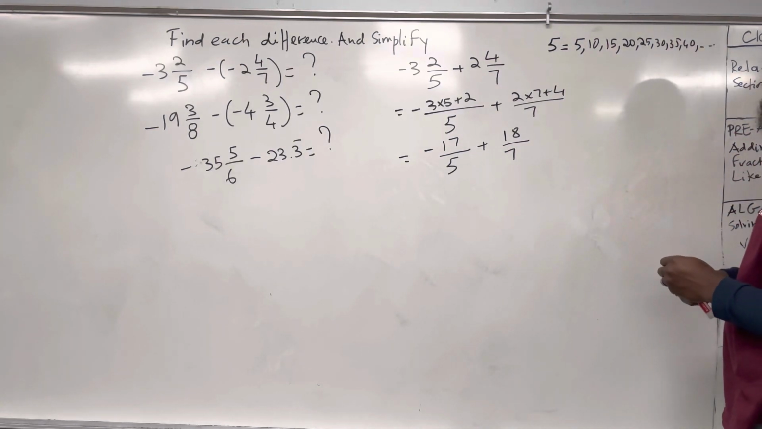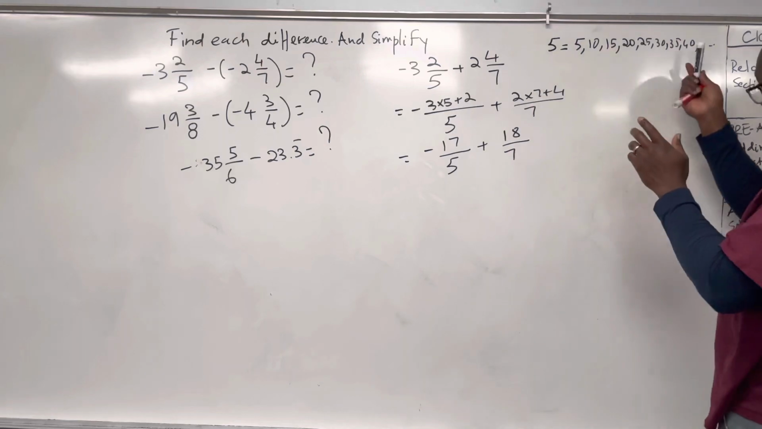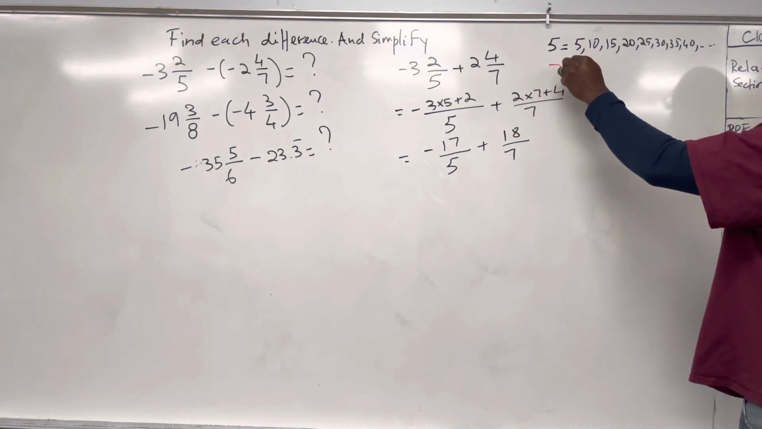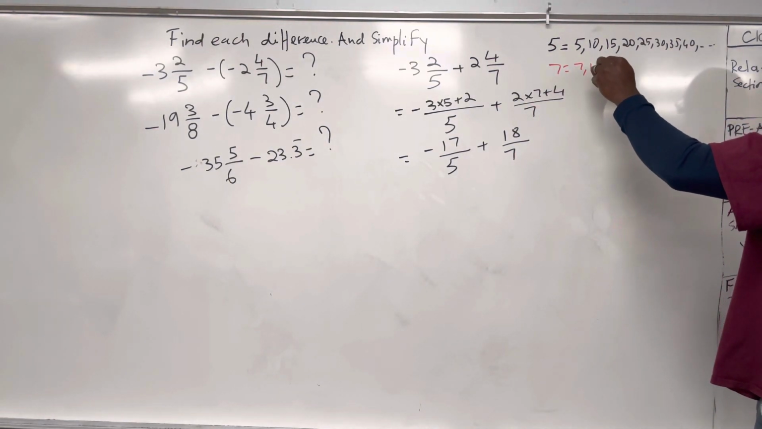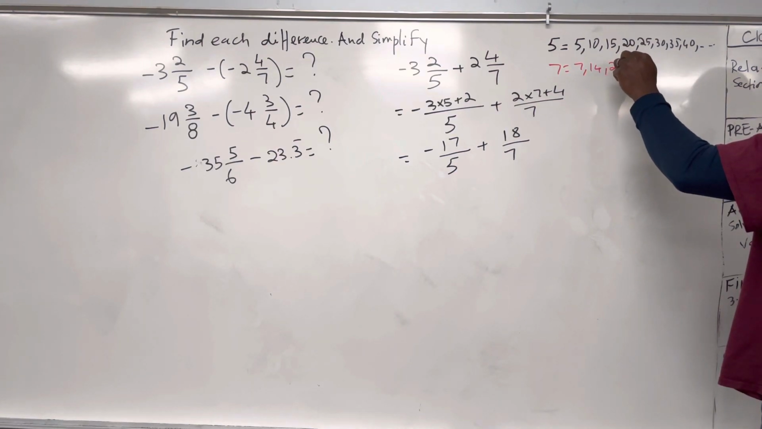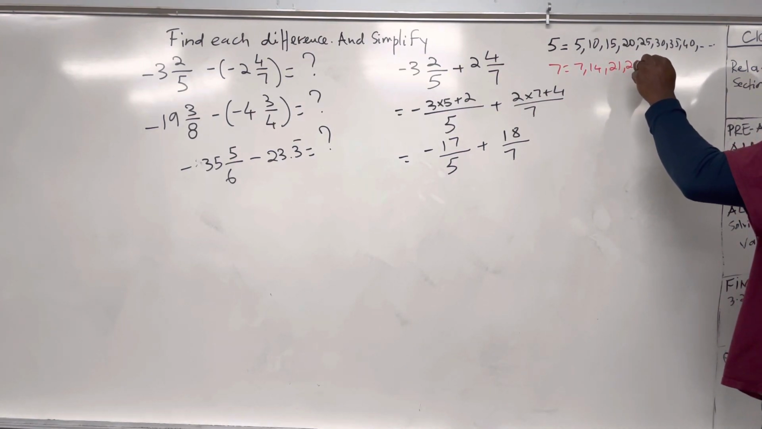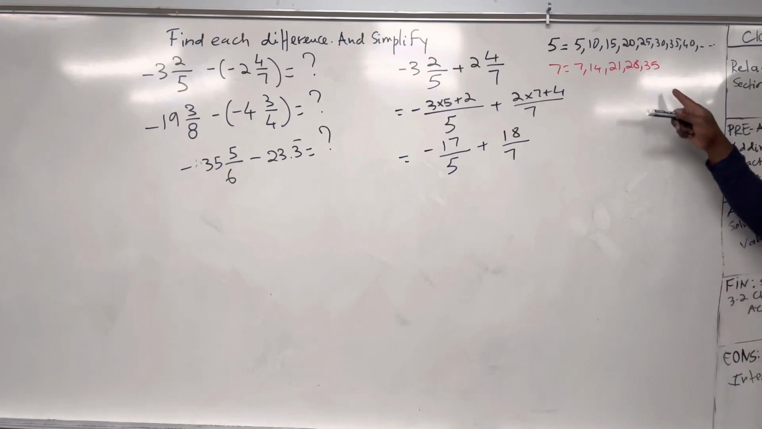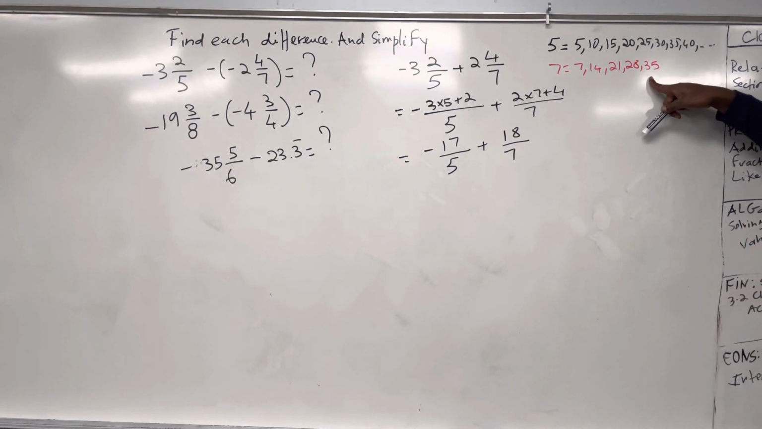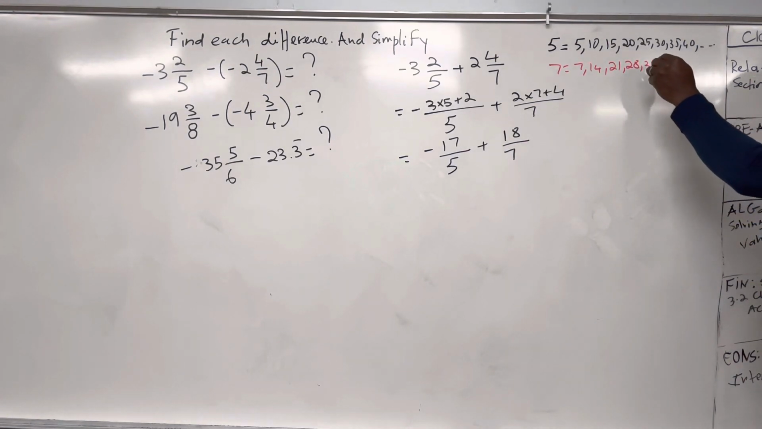Now, since I already know they're going to have 35 in common, this is why I stop here. Now, 7 is 7, 14, 21, 28, 35. Once I find the lowest common multiple, I'll stop. I don't need to go any further, right? So I'm going to circle these.